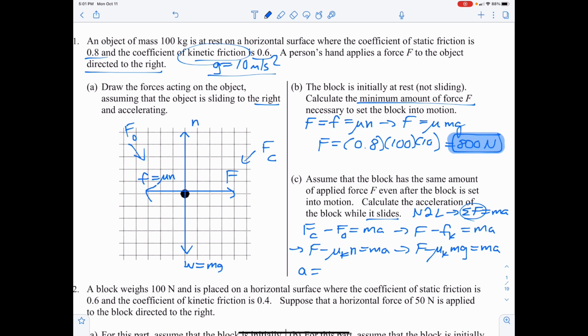And the same amount of force as applied in the previous example, part B, is 800 minus mu sub k, which is 0.6, times mg, which would be 100 times 10, all divided by the mass. The mass was 100. And so basically we get 800 minus 600 is 200, divided by 100 is 2 meters per second squared.